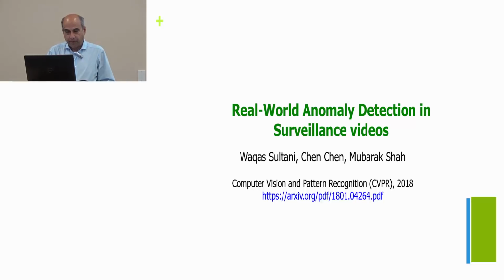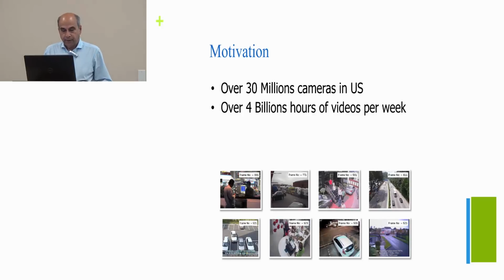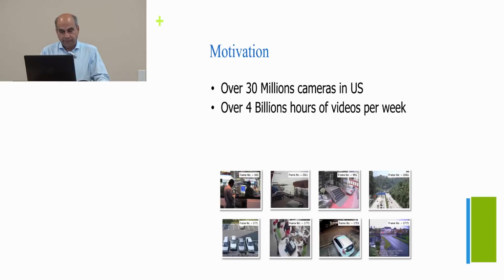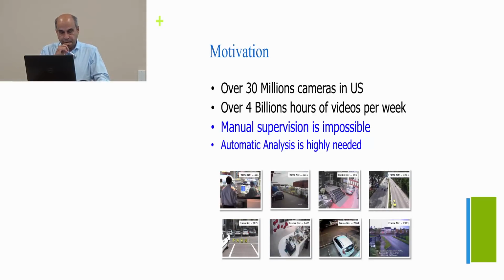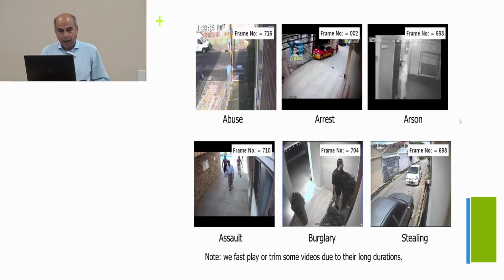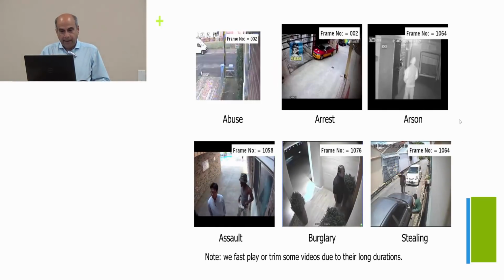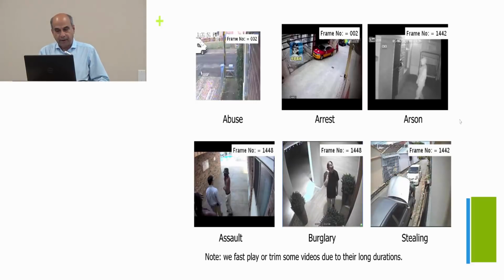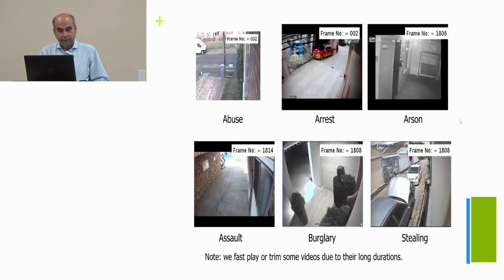So the next thing I want to talk about is how we detect anomalies in surveillance video. As you know, there are many cameras and lots of videos like this, and nobody actually looks at them because there are not enough people. So we want to do some automatic analysis on these videos. We are interested in detecting anomalies, for example abuse, arrest, arson and so on, automatically.